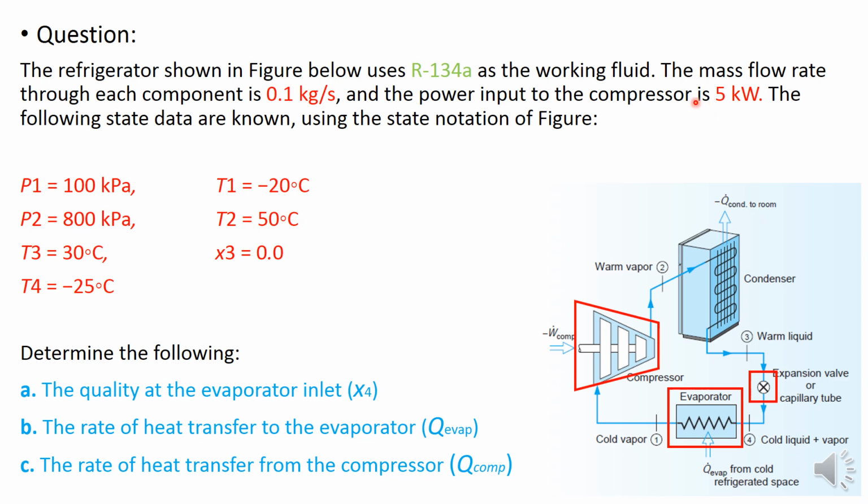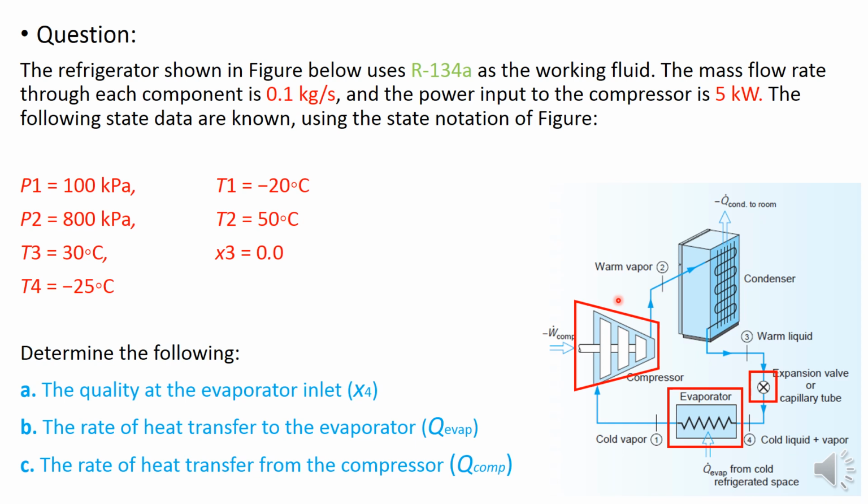The following data are known. Using the state notation of the figure, determine the following. That is the quality at the evaporator inlet, which is nothing but, the evaporator is here, so its inlet, that is X4. So I have mentioned here the quality X4. The rate of heat transfer to the evaporator, how much heat the evaporator is going to absorb. So that you have to evaluate. And then third one, the rate of heat transfer from the compressor. So from the compressor, how much heat is being lost. This you have to evaluate.